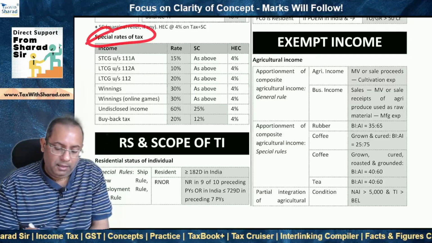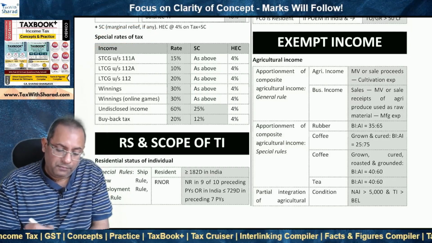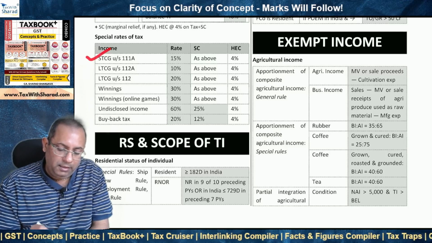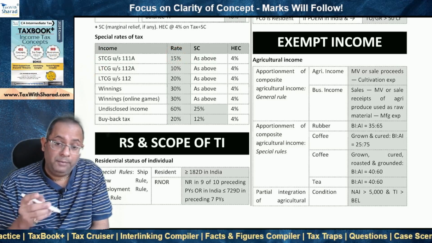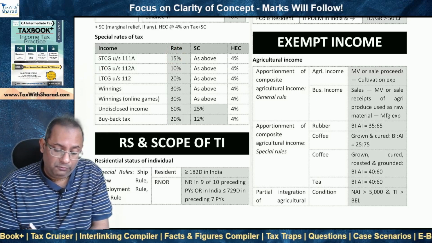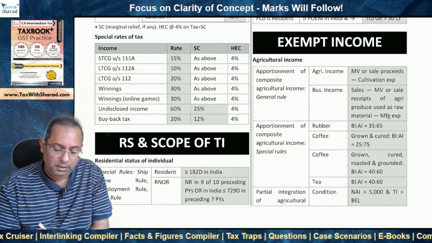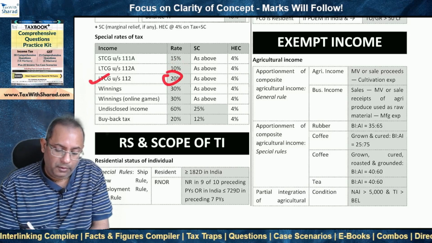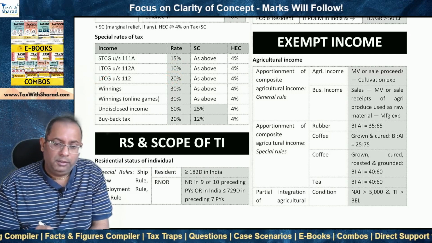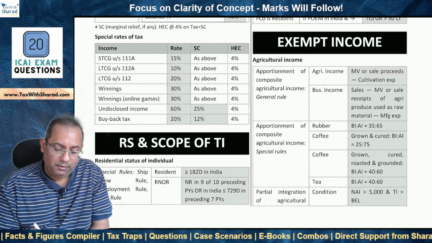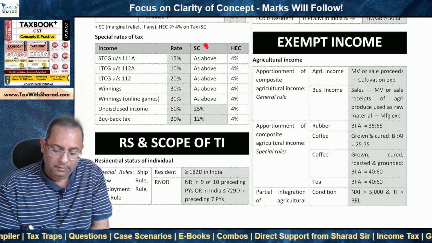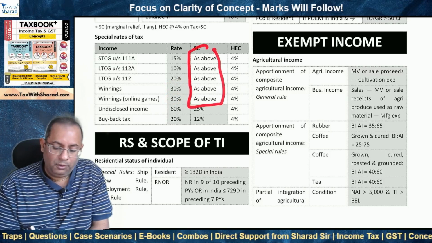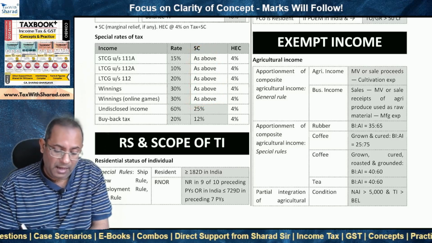Special rates of tax are applicable in certain cases. For STCG under section 111A, it is 15%, LTCG under section 112A, which is exceeding the threshold of 1 lakh, it is 10%, and for LTCG under section 112, it is 20%. For winnings, say on lottery, crossword puzzles, etc., it is 30%, and winnings from online games, it is again 30%, and the rate of surcharge in all these cases is what we discussed some time back.